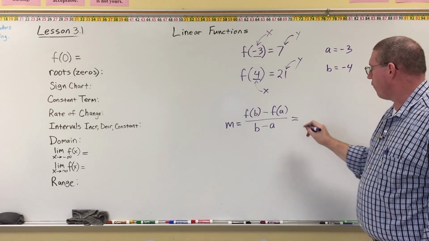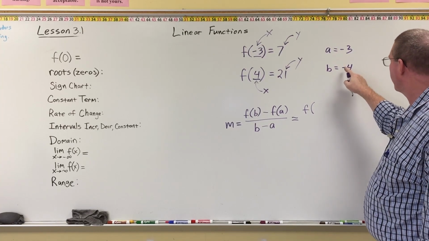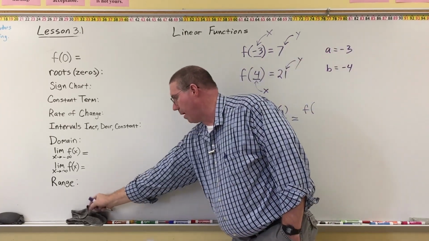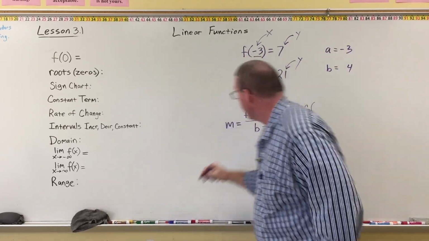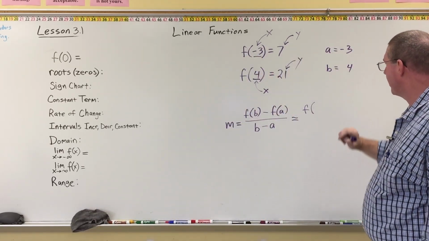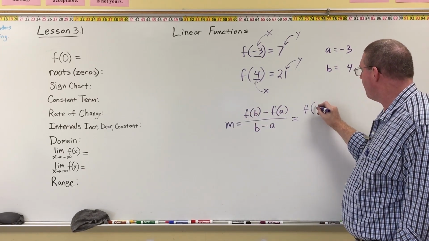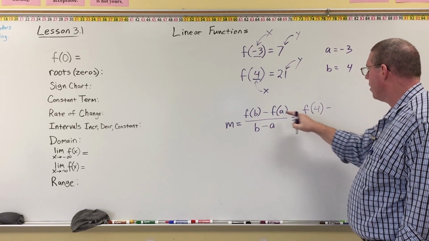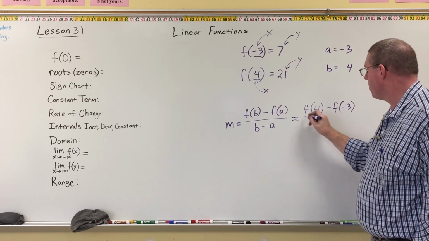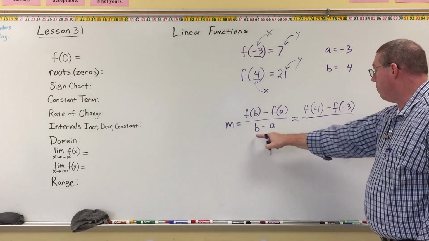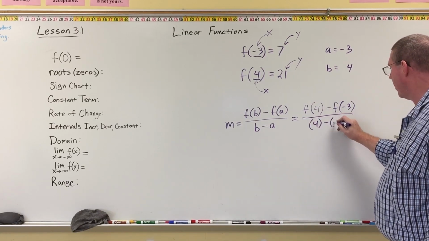And so our formula is going to become f of whatever b is, or not -4, that's +4. Sorry, folks. It's a +4. b is equal to +4. So here f of b is f of 4 minus f of a, which is f of -3, all over b, that's 4, minus a, which is -3.